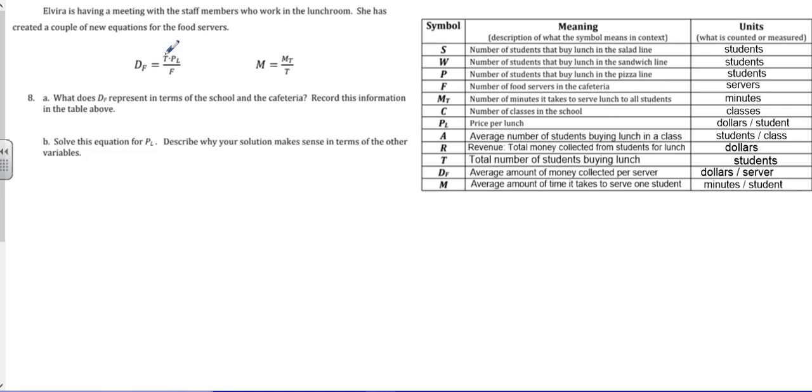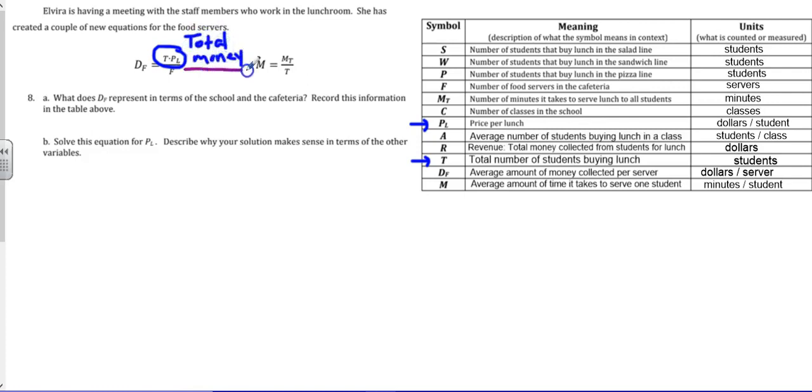In the numerator here, we're multiplying by T and P sub L. So T is the total number of students buying lunch, and P sub L is the price per lunch. So these are the 2 variables we're dealing with in the numerator. So if you take the total number of students that are buying lunch, and you multiply that by the amount of money each student is paying, the price per lunch, what you're getting is the total amount of money that the cafeteria is collecting. So this is going to be the total money collected, right?